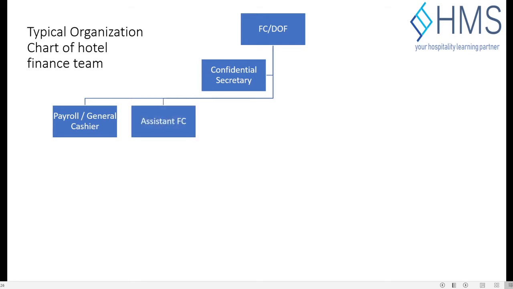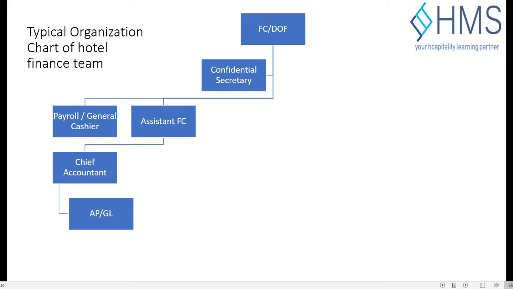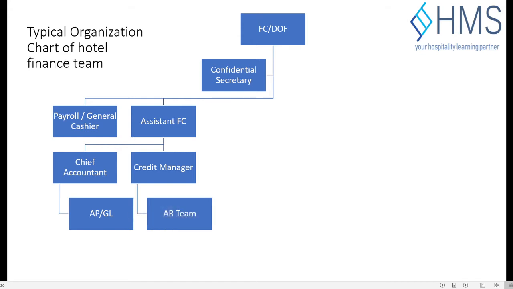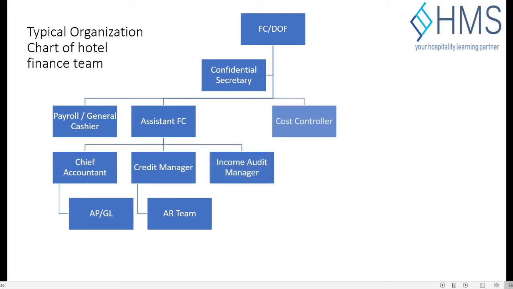Then usually there is an assistant FC. If the hotel is not too big, there may not be an assistant FC, and everything may be handled by the chief accountant. The assistant FC is responsible for the chief accountant, who in turn is responsible for accounts payable and general ledger accounting. The assistant FC is also usually responsible for the credit manager and the AR team, and the income audit manager. But the financial controller, apart from the assistant FC, is usually responsible for the cost controller.